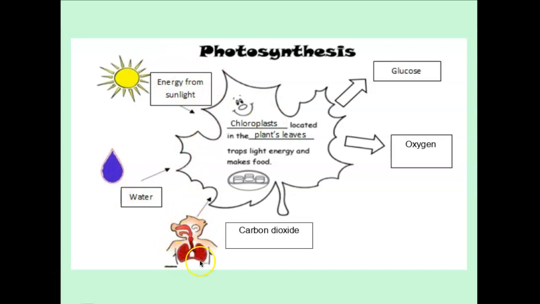And I have a picture of a person right here because people, other animals, heterotrophs, are going to release carbon dioxide, and the carbon dioxide that we breathe out is taken in by plants for the process of photosynthesis. As a result, our products are going to be glucose, which is sugar, and oxygen. So that oxygen, we will then breathe it back in, and that process can start all over.